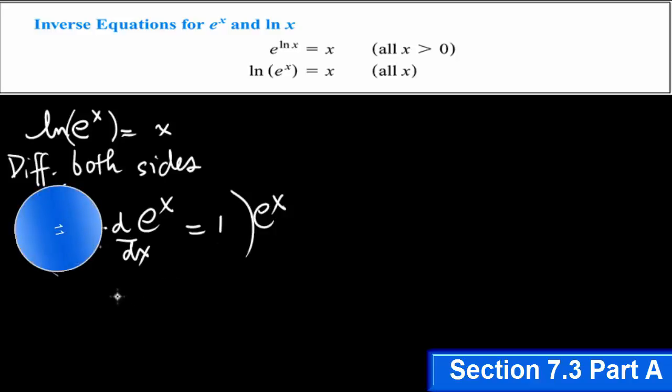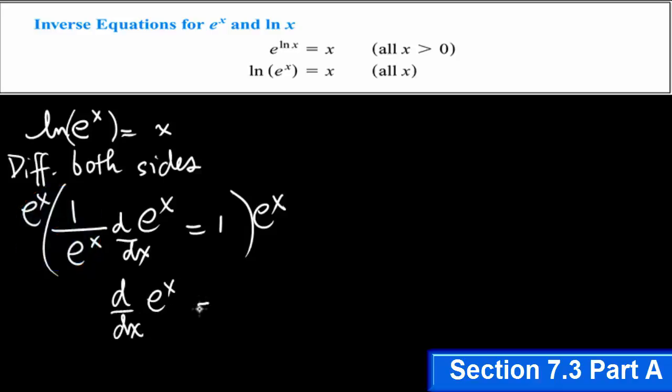And look what we get. The derivative of e to the x with respect to x is just e to the x. So that is just the coolest thing. That means that if I differentiate e to the x, I get e to the x again.